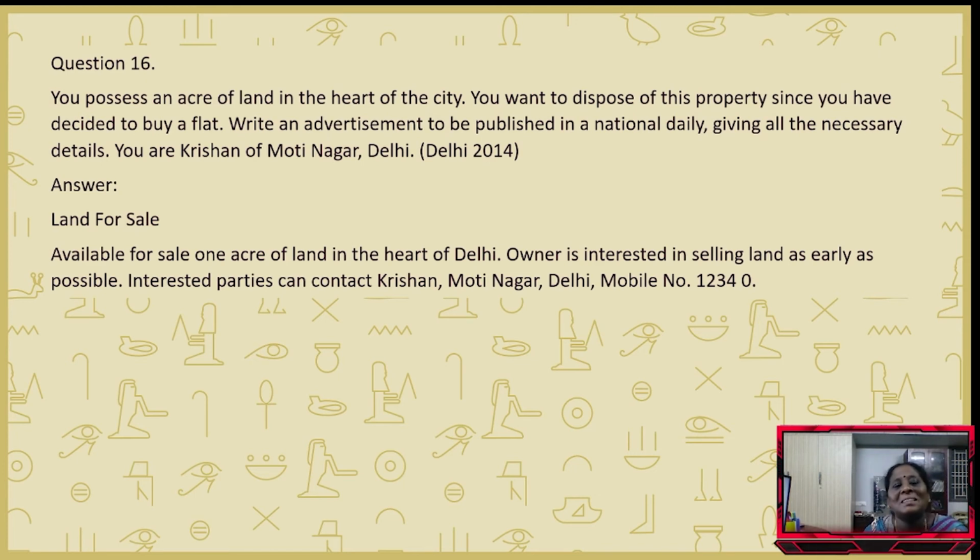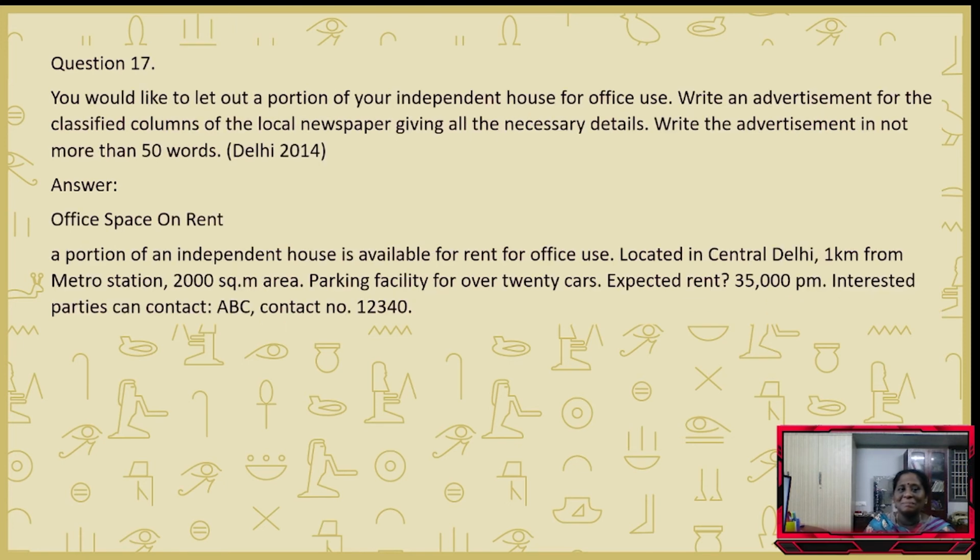You want to dispose of this property since you have decided to buy a flat. Now write an advertisement: Available for sale, 1 acre of land in the heart of the city. Owner is interested in selling land as early as possible. Interested parties can contact; you can also say brokers, executives, or genuine parties may contact. Then, I would like to let out a portion of your independent house for office use, commercial space.